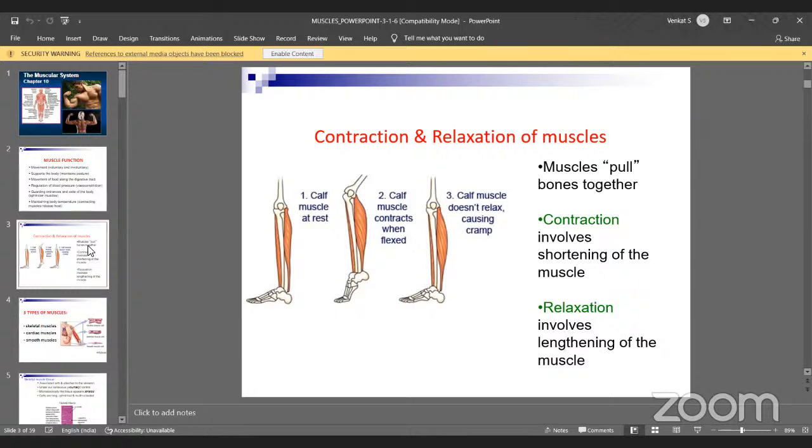So see, observe the first one, calf muscles at rest. So there is no activity and no stimulus in the resting period of muscles. Then the second one, the calf muscles contract when flexed. Then the third one, the calf muscle does not relax, causing a cramp. So this is the complete contraction and relaxation of muscles.